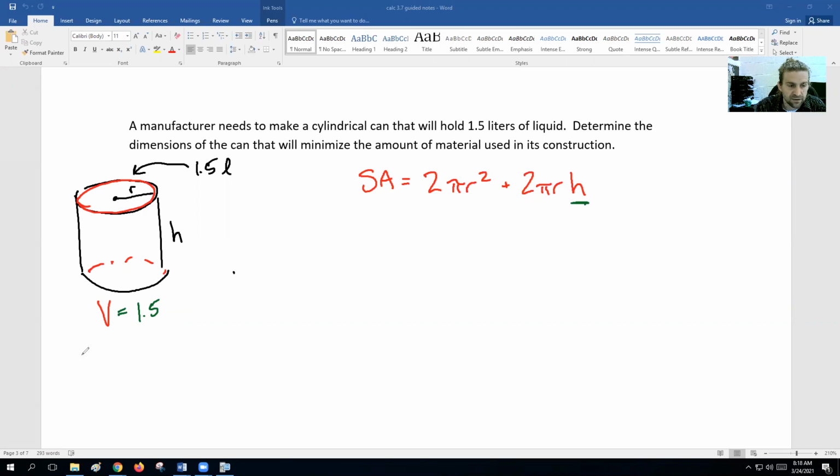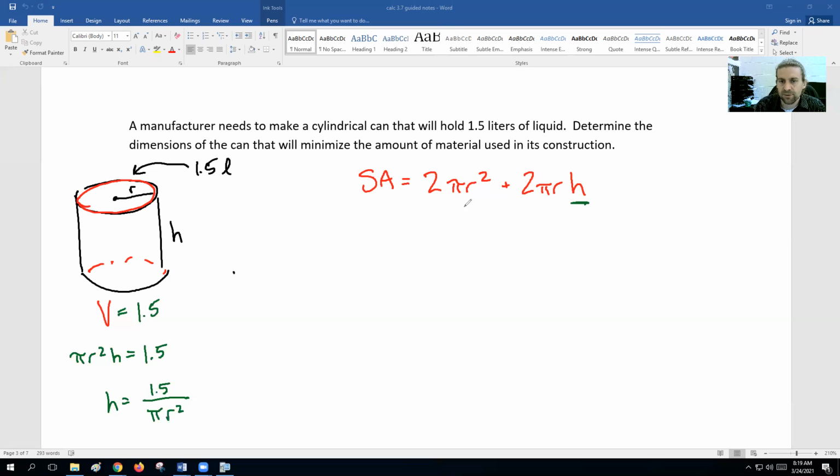So what we can do here is take the volume formula for a cylinder, which is pi r squared h. We can set that equal to 1.5, and then we can get the h by itself. So h is equal to 1.5 over pi r squared.